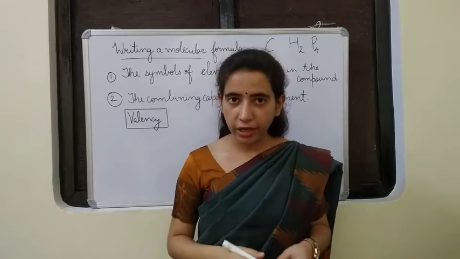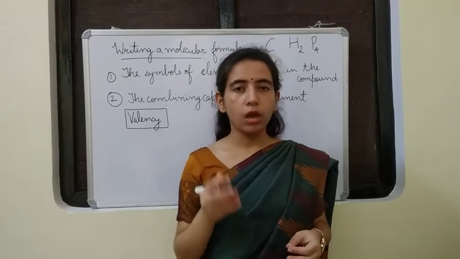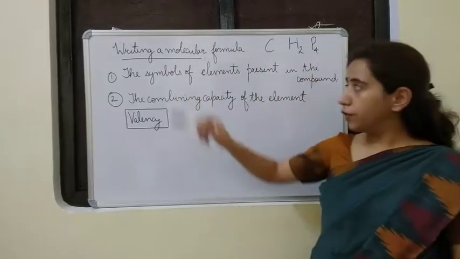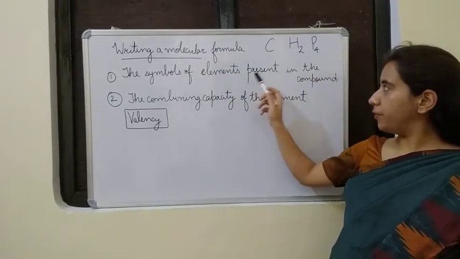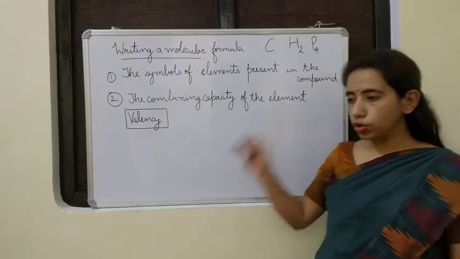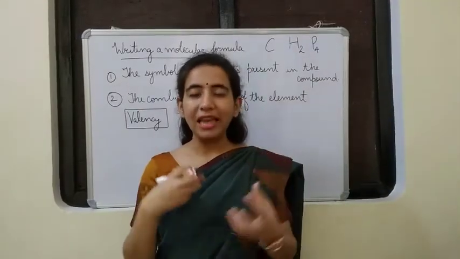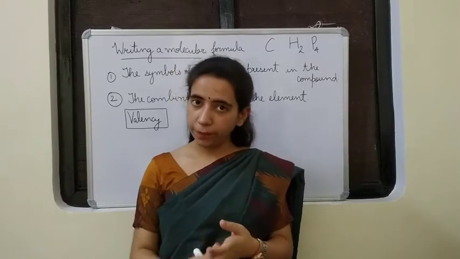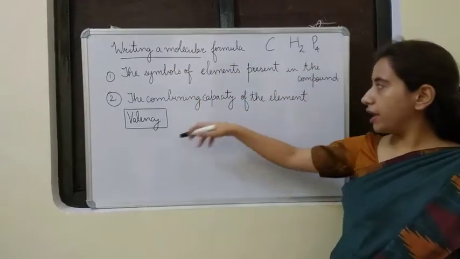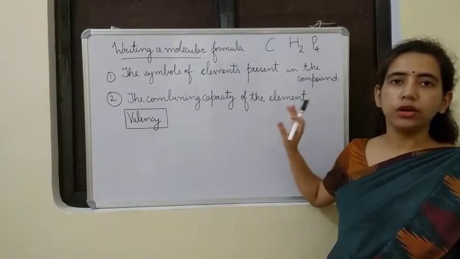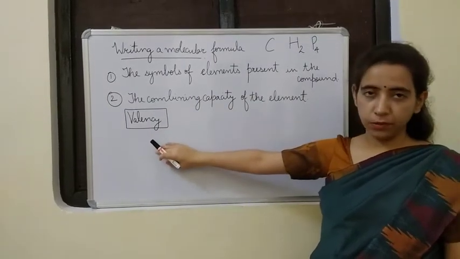But if you have to write the molecular formula of a compound, you should have certain information. Those points we will see here. The first one is the symbol of the elements present in the compound. You should know what that compound is made up of, what the elements present are. And the second one is the combining capacity of the element, and that combining capacity has a term, and that is valency.